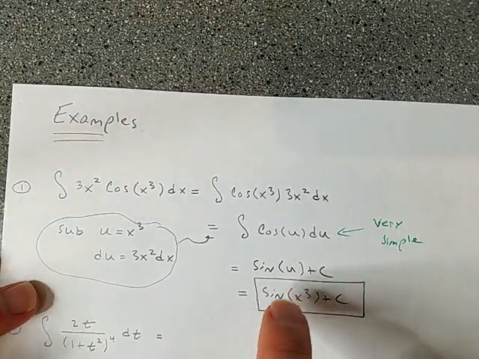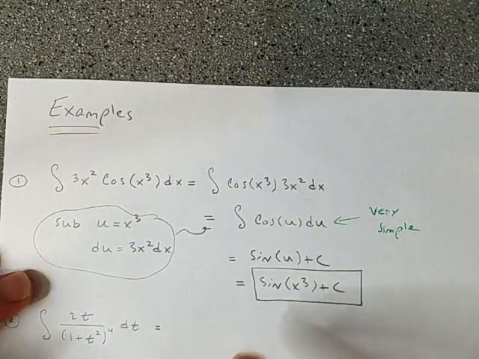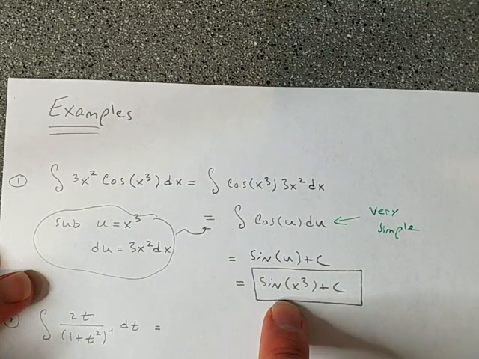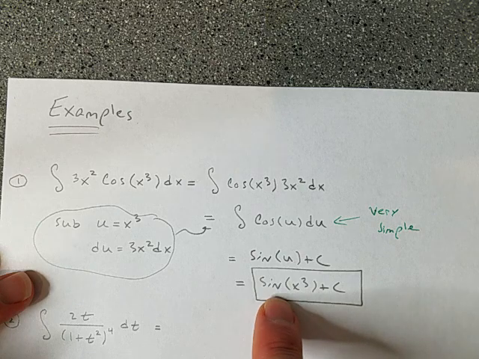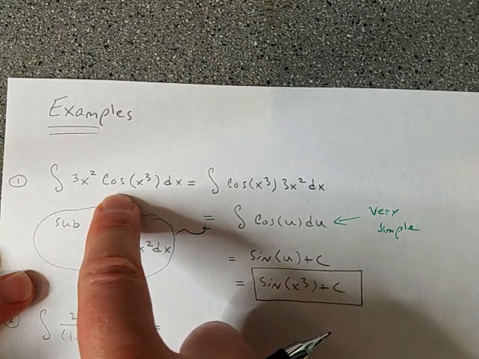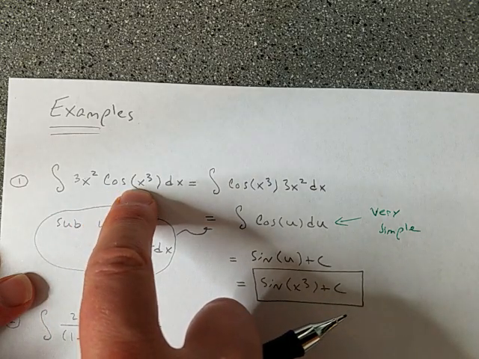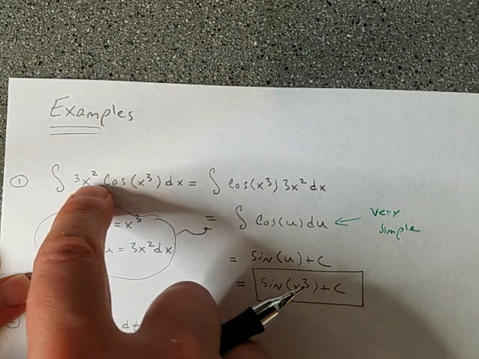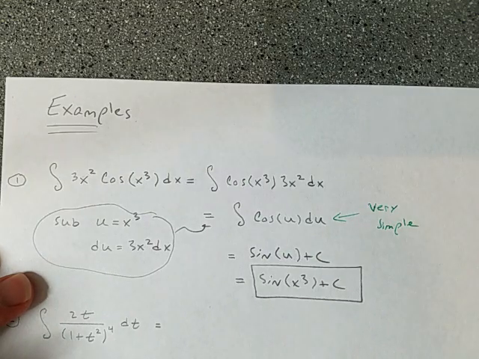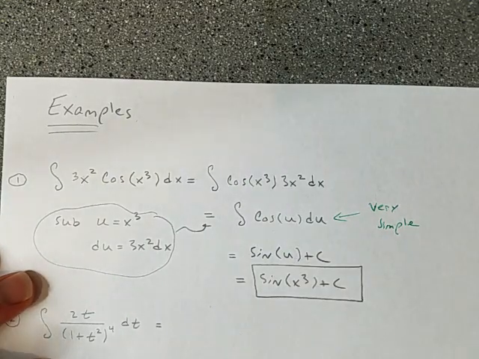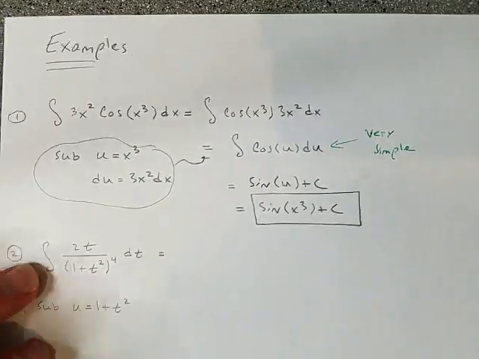Now, can you see why that works, though? What's the derivative of this? What's the derivative of sine? Cosine. What's the derivative of sine of x to the 3rd power? Cosine x to the 3rd power, then times the derivative of x to the 3rd power, which is 3x squared. You check it, it works like all the others. Okay, let's do this one now.